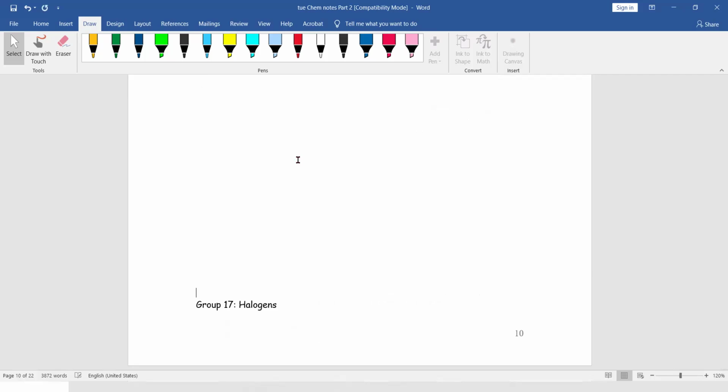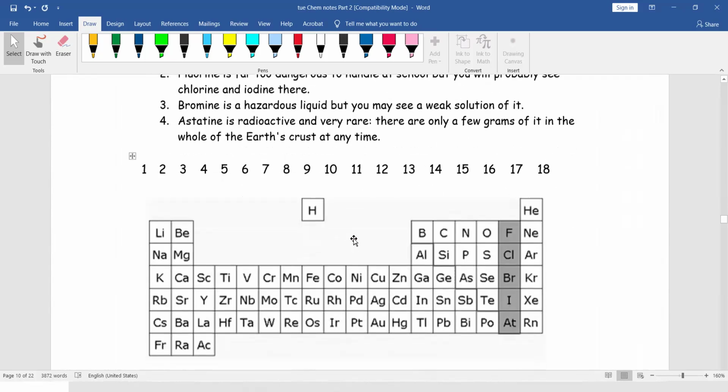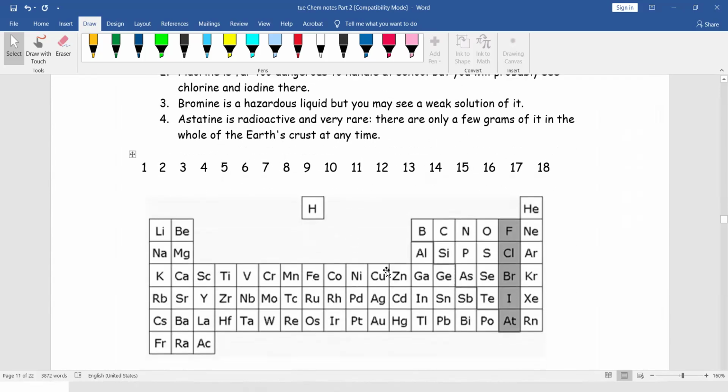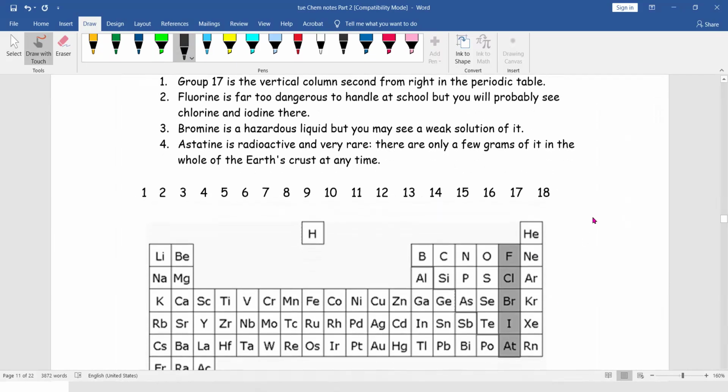Yeah, so group 17 is halogen. The reason they are called halogen is not because they like to say hello, it's because halogen means salt formers, to form salt. In the periodic table, they are F, Cl, Br, I, but in natural state, they exist as F2, Cl2, Br2, I2, At2. This is naturally occurring because the atom has 7 valence electrons.